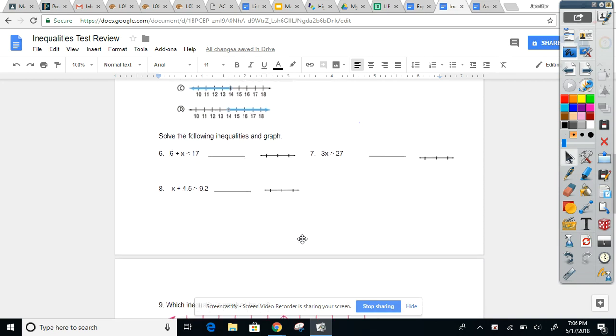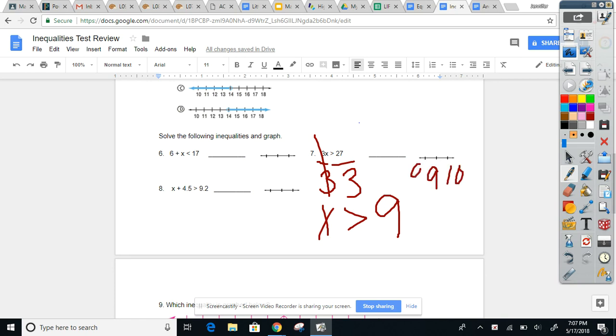Okay, solve the following inequalities and graph. Let's do number 7. Okay, what's it mean when a number is beside a variable? It means to multiply. The 3 is the coefficient. The x is the variable. Inverse is division. Now I'm going to bring my x down, keep my inequality sign the same, and 27 divided by 3, or 3 times what is 27? And that is my 9. If I were to graph it, 9, 10, and 8, which is open circle going to the right, okay?